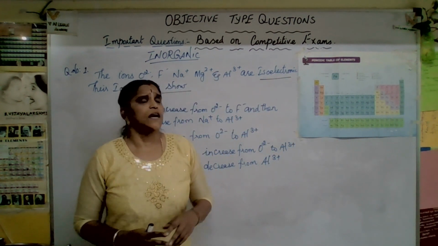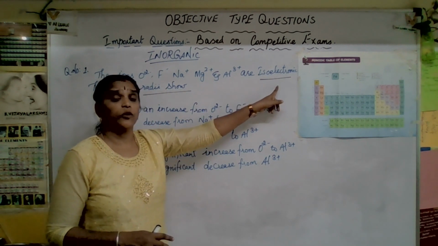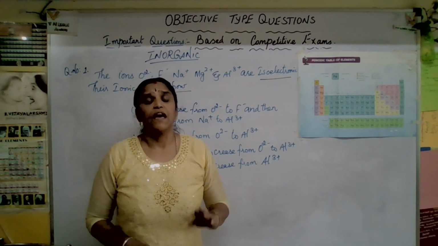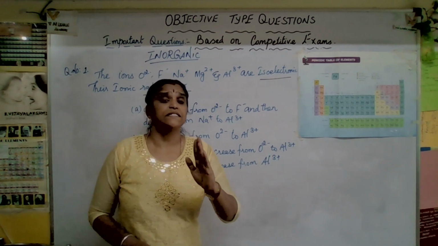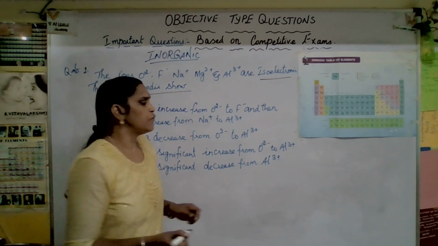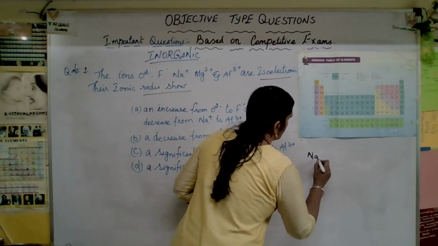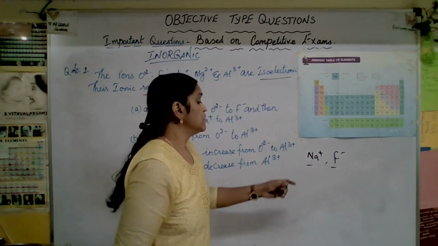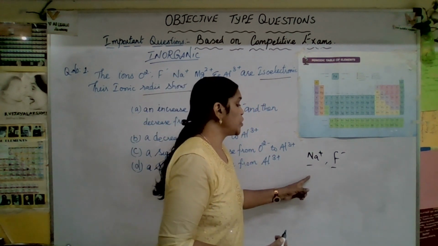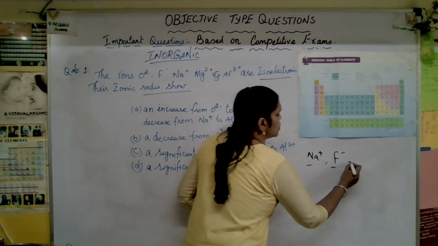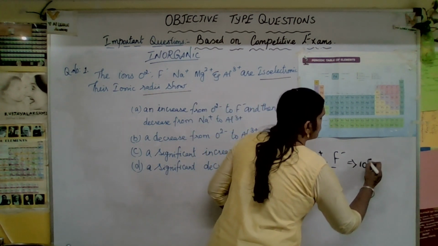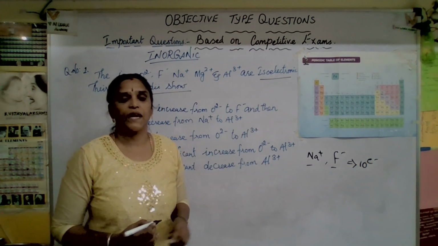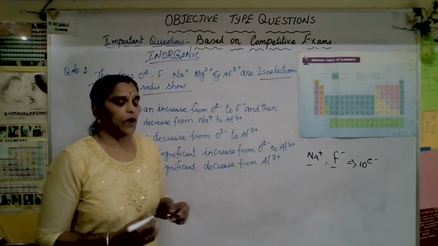First and foremost, as you see the question, you will come to know what isoelectronic species means. Isoelectronic species are atoms or ions having the same number of electrons. For example, Na plus and F minus, sodium ion and fluoride ion, both have the same number of electrons. This kind of species we can call isoelectronic species.